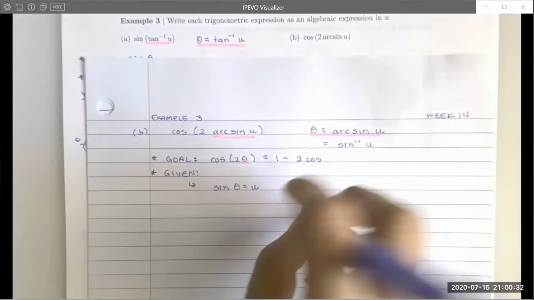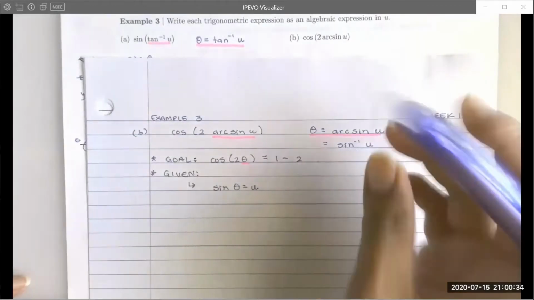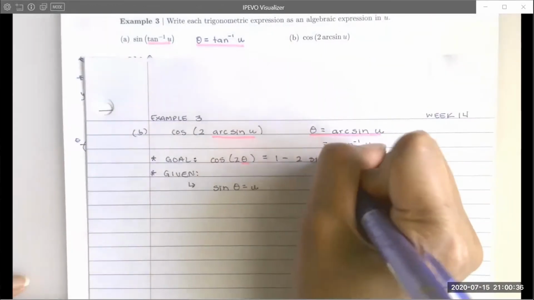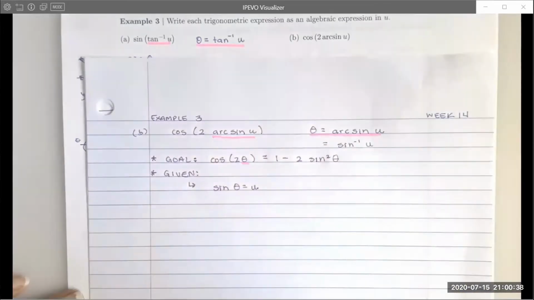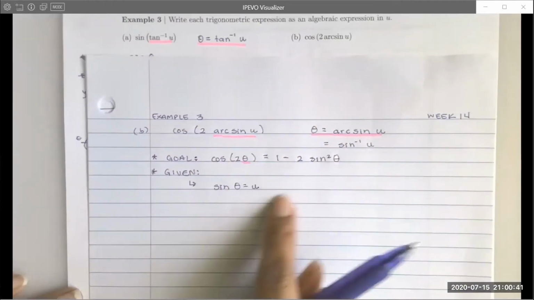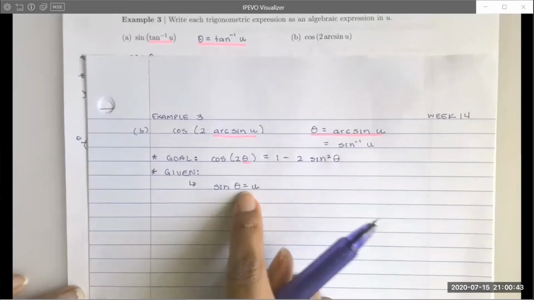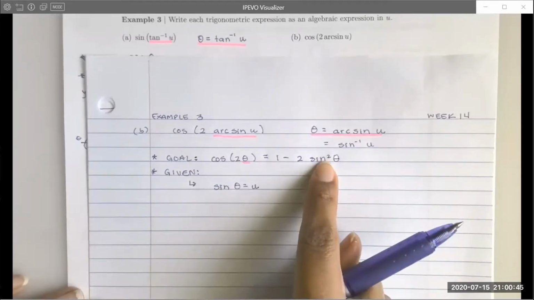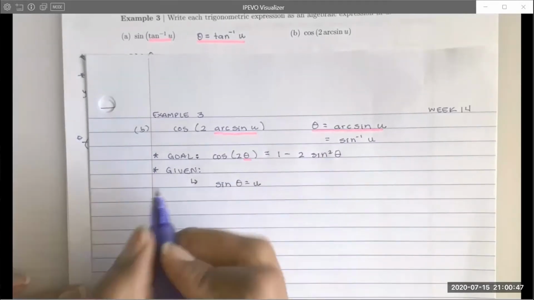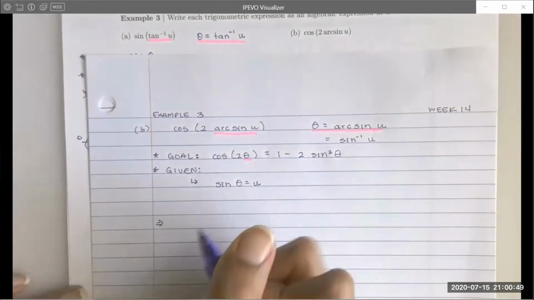Oops, that should be sine. The reason is that at that point, I don't even need to draw a diagram, right? I can just replace what sine theta is directly into here. Okay, so let's go in and give it a try.